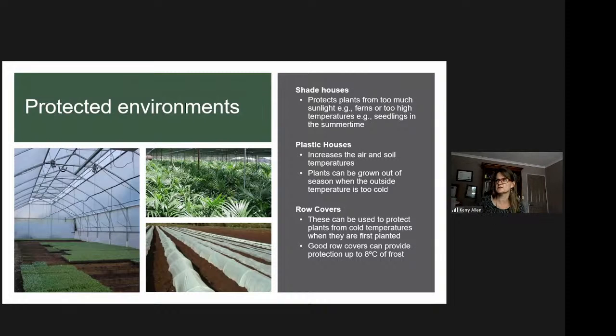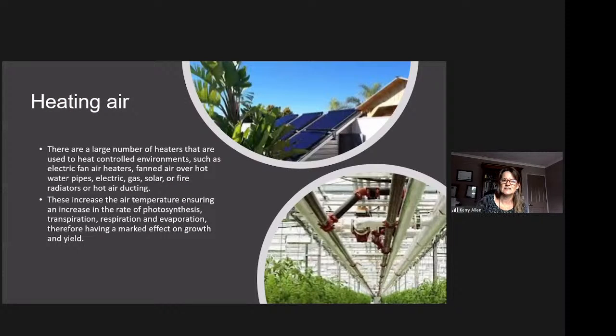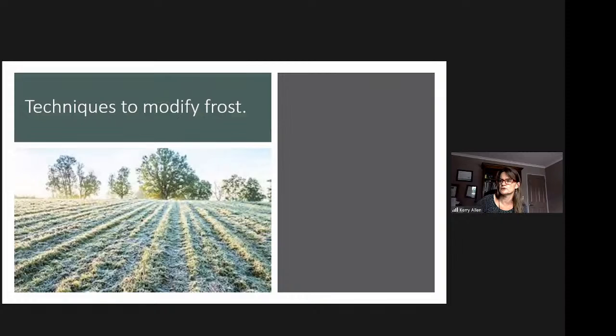So protected environments, shade houses, plastic houses, row covers. These are just some examples of increasing that temperature. There's some looking at soil, so heating soil, looking at mulches, looking at putting on heat pads, looking at using plastic to increase that soil temperature. We can heat the air in glasshouses with pumping heaters or using gas or solar, etc., and ducting it through, increasing that temperature.